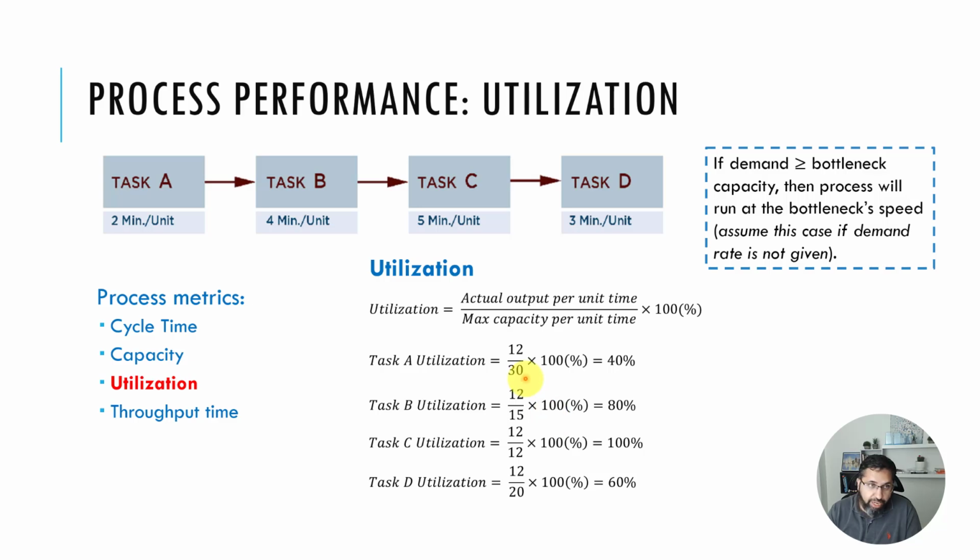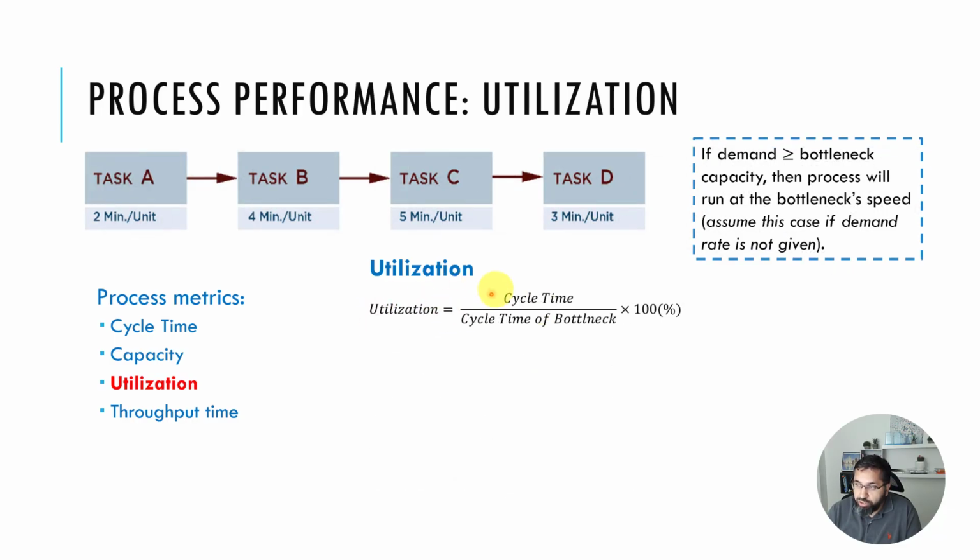As I mentioned, cycle time and capacity are just mirror images of each other, in a way, because one is one over the other. So if we can calculate something using capacity, we can calculate it using cycle time as well. So utilization is also the cycle time of the current task divided by the cycle time of the bottleneck, times 100 to get a percentage number.